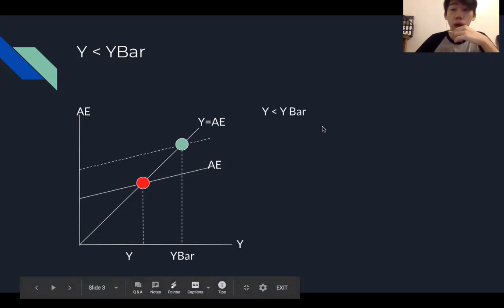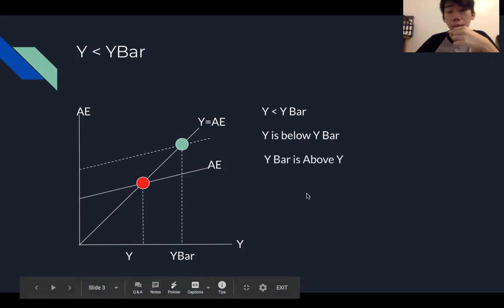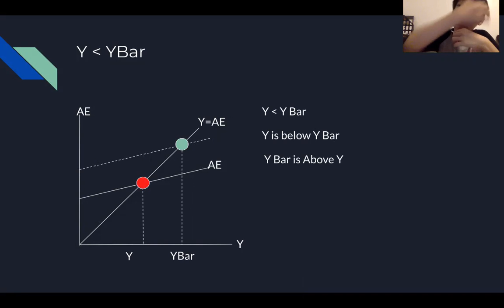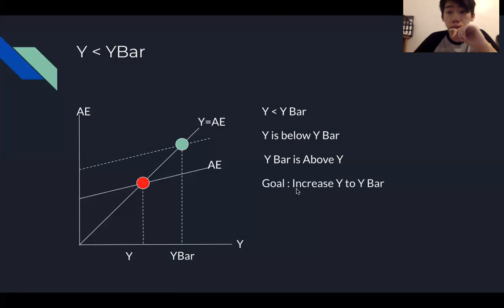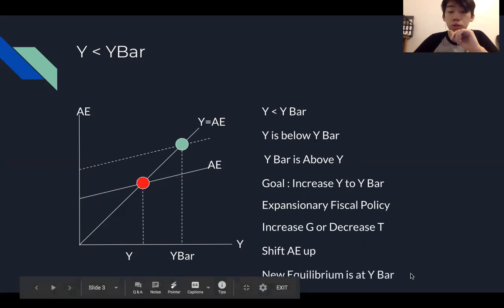In this situation, we have Y is less than Y bar. We also say Y is below Y bar, or Y bar is above Y, or any combination of these things. Ultimately, our goal is to increase Y to Y bar. So we have to shift this AE curve upwards, because that's the only thing we can really affect in this model. We're pursuing expansionary fiscal policy. This means you either increase G or decrease T, and that shifts the AE curve up, and then we have a new equilibrium at the green dot. So our new equilibrium is at Y bar.